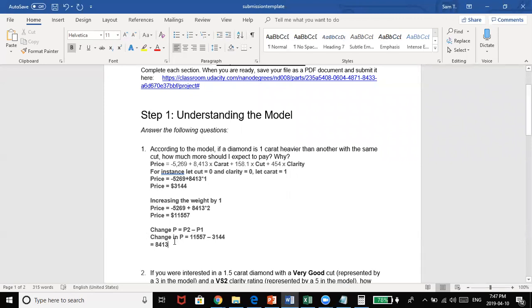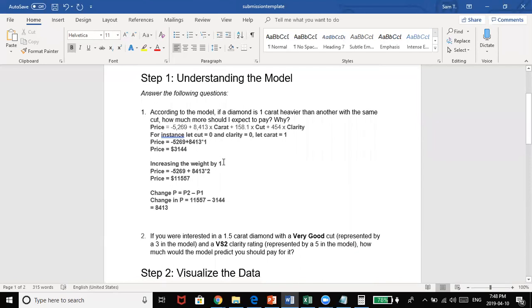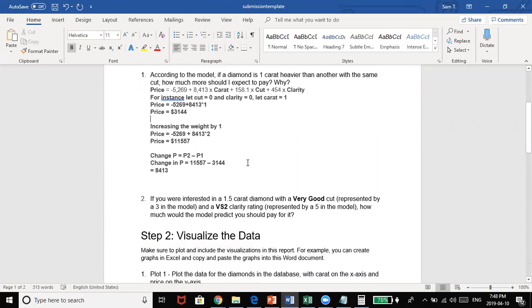And this value, if you notice here, is exactly the same as the value that we have as our multiplicator for the weight. So what we are saying is that for every 1 increase in the weight, or carat in this case, there would be an $8,413 increase in the price. Basically, you would notice from here that the price is directly proportional to our weight. So using the model, you can tell what the new price would be, and you can develop the reason why you're getting the new price.